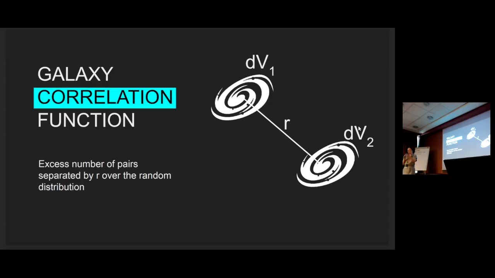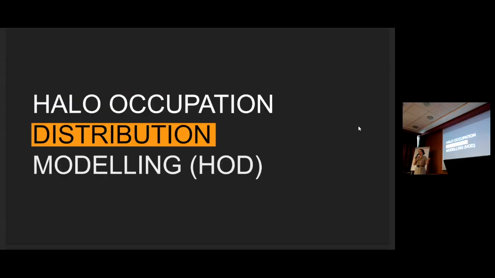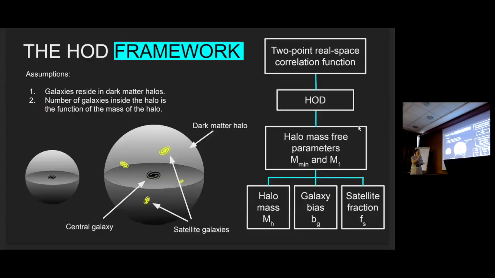This is the correlation function that you're measuring, but you want to know something from this correlation function, so you need some model. The model that I'm going to focus on today is called halo occupation distribution modeling, which is used to determine, based on the two-point correlation function, what are the halo masses of the galaxies for which you just measured the correlation function.